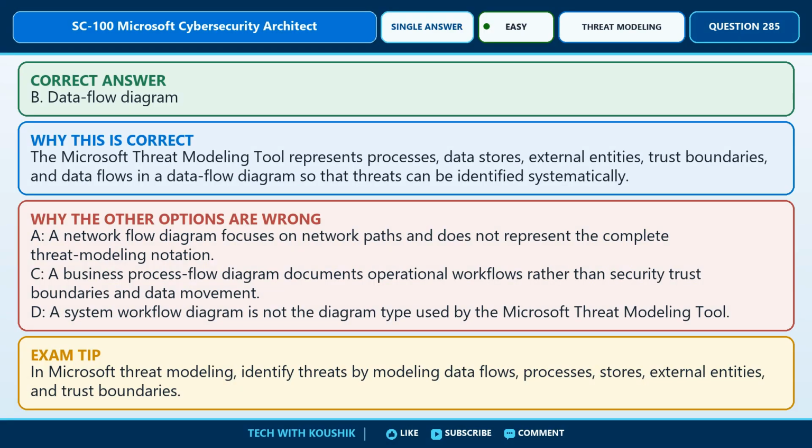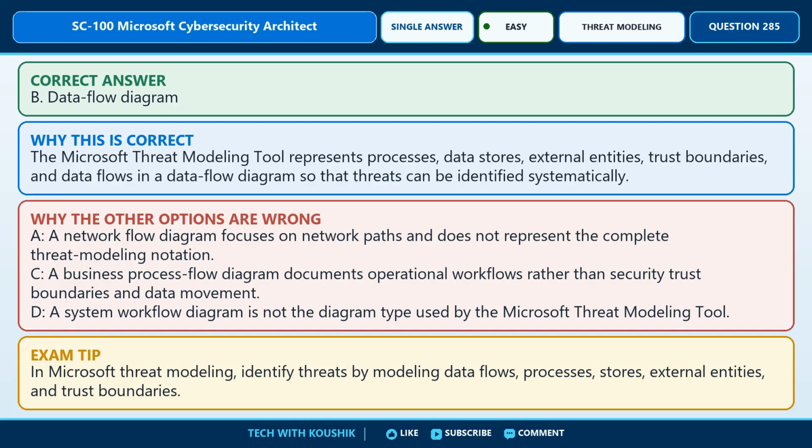The correct answer is option B, data flow diagram. Here's why. The Microsoft Threat Modeling tool represents processes, data stores, external entities, trust boundaries, and data flows in a data flow diagram so that threats can be identified systematically.